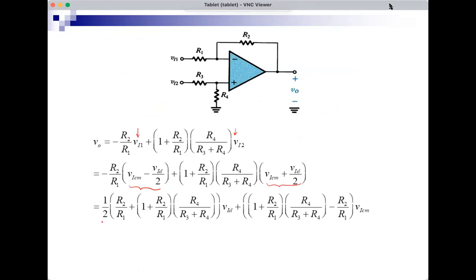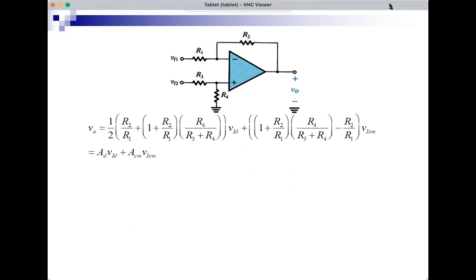And then I will collect all the terms that multiply VID and all the terms that multiply VICM. And now I get a nice expression. This is AD times VID plus ACM times VICM. My goal is to build a difference amplifier. I only want VO to be AD VID. I want ACM VICM to disappear. So how can I make it disappear? Can I make ACM 0?